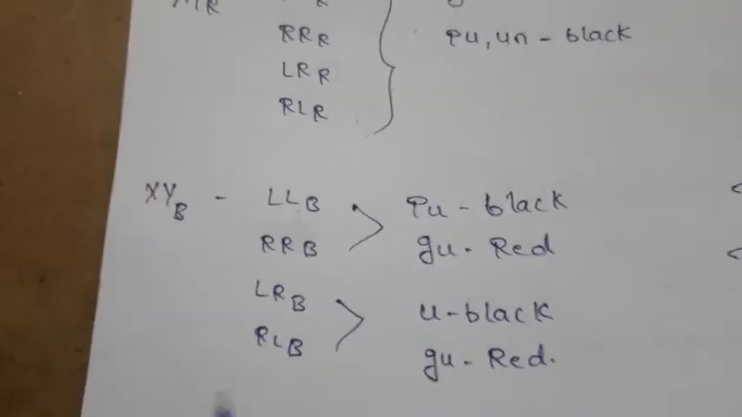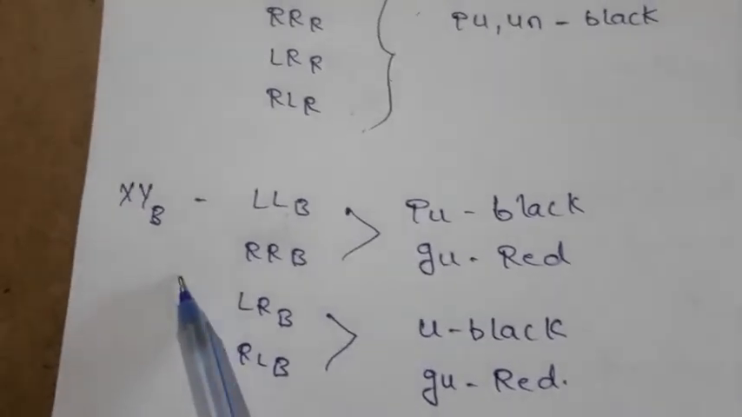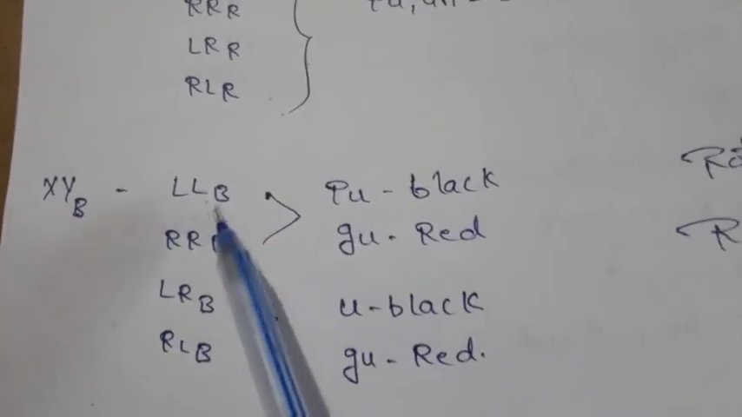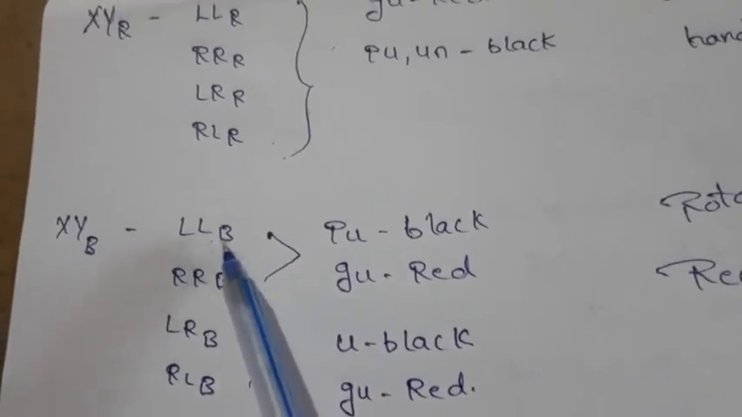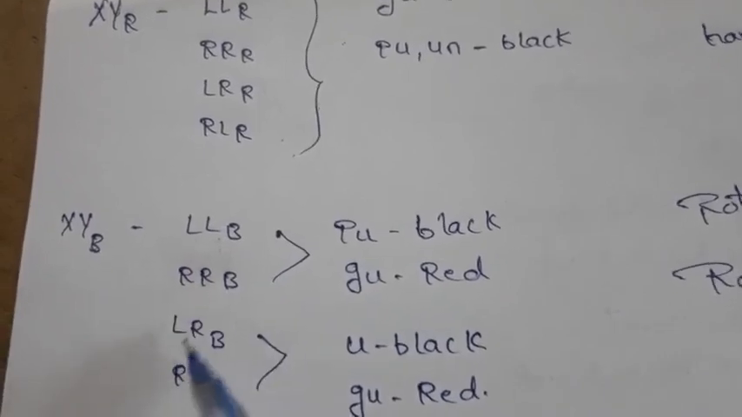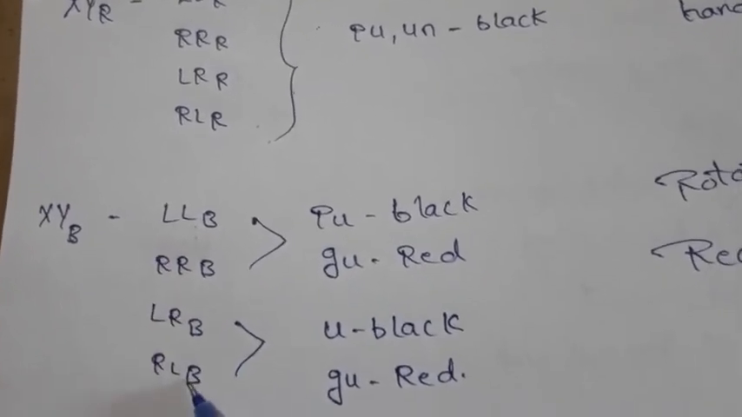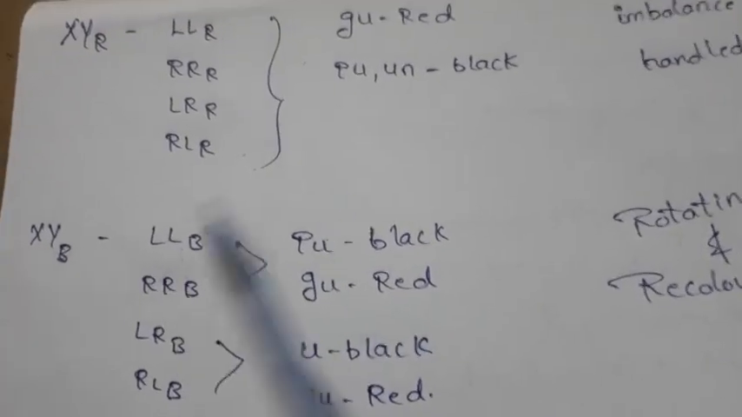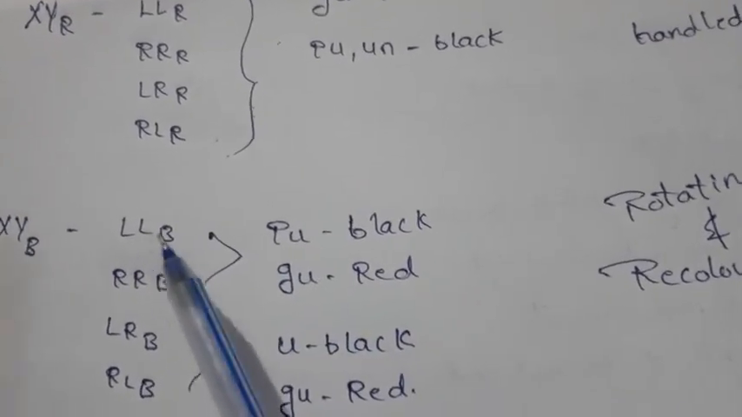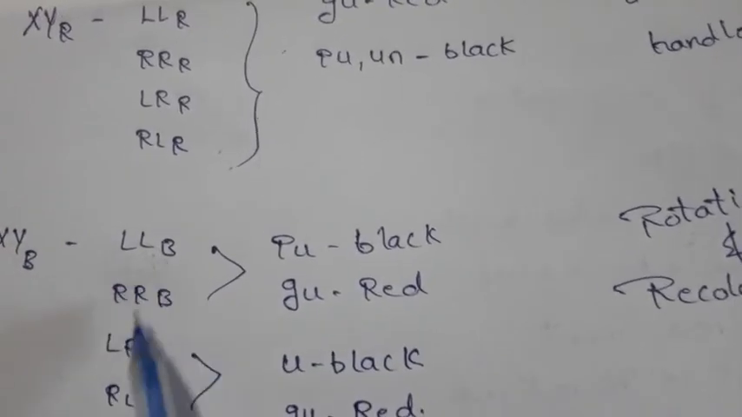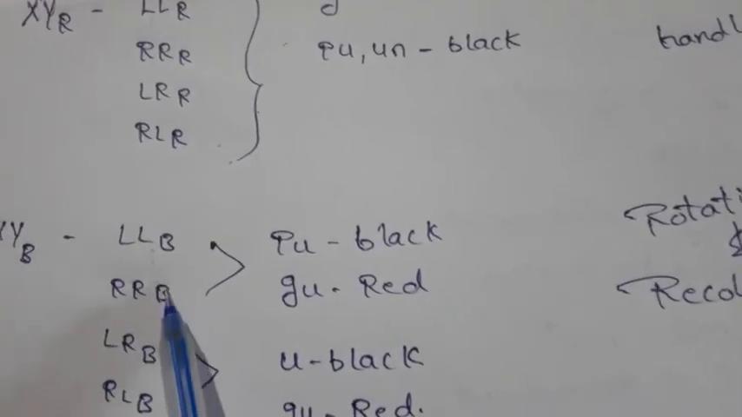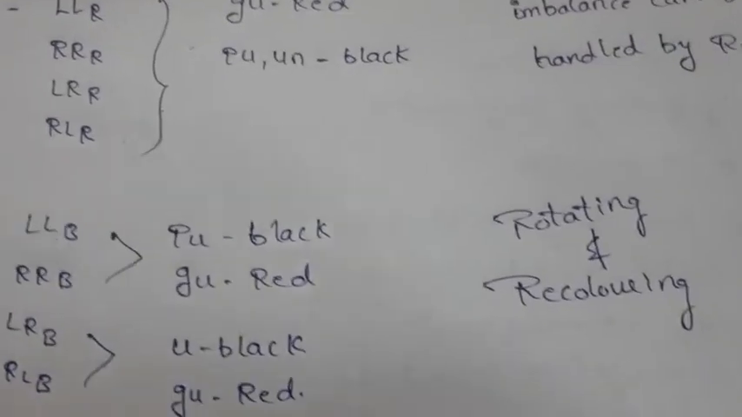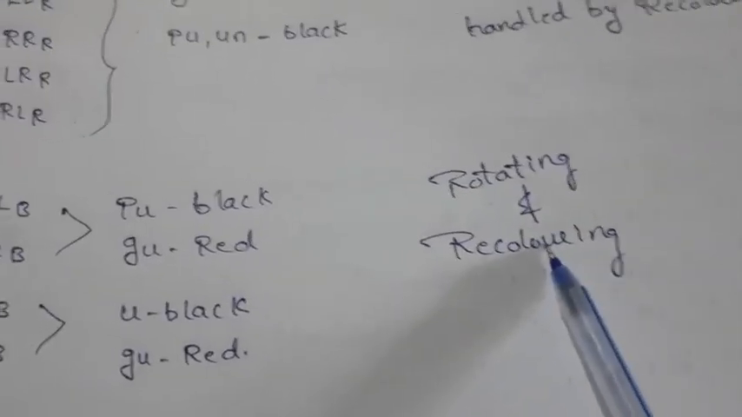So coming to XYB, it means the uncle node color is black. Then we have 4 cases, that is LLB, RRB, LRB and RLB, meaning left rotation, right rotation, left-right and right-left. These are the rotations we have seen earlier in AVL trees. You are clear about these rotations, LLB and RRB. In this case, we are going to apply both rotation and recoloring techniques.